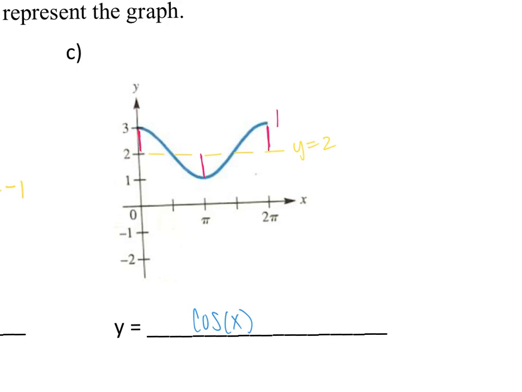So it looks like my amplitude here is about 1 unit. That looks like 1 unit as well. So this would just be a 1. But my midline here has been shifted up to +2. So this needs a +2 to the side. So we have an equation that looks like y equals cosine x +2.